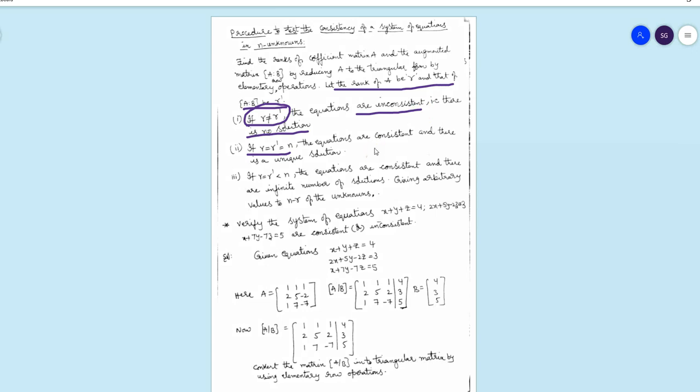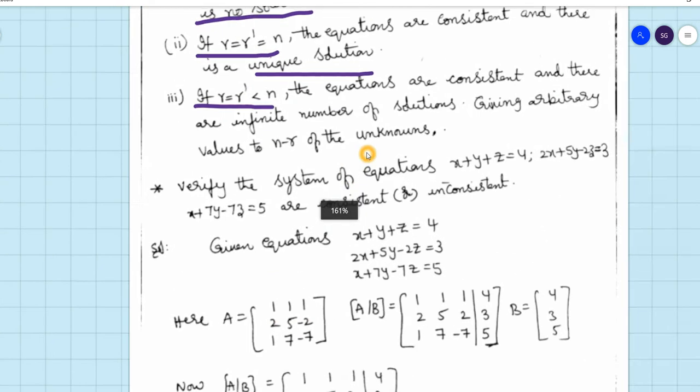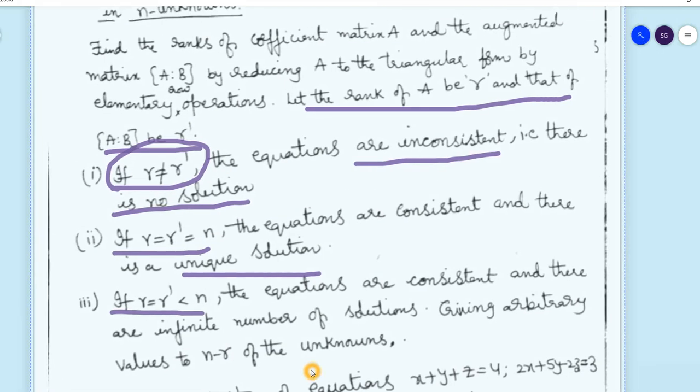Now let us talk about the consistency of the system of linear equations. If R is equal to R dash, where R is the rank of the coefficient matrix and R dash is the rank of the augmented matrix, and both are equal to n, where n is the number of variables, then the system of linear equations is said to be consistent and it has a unique solution.